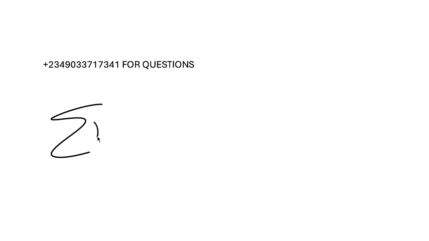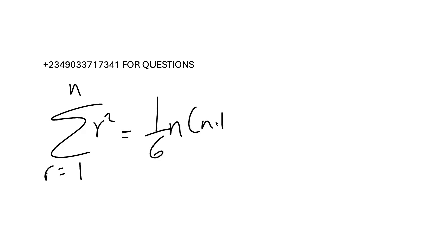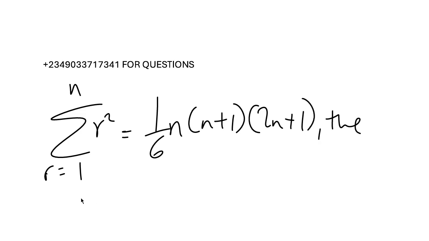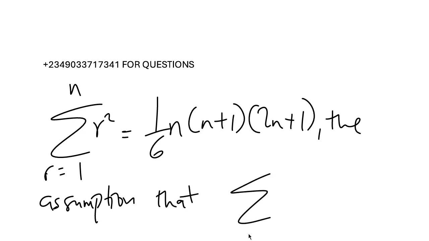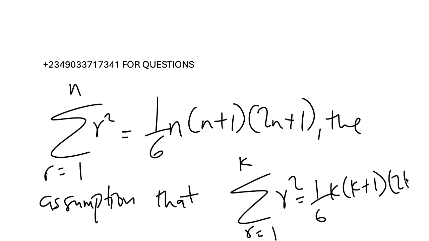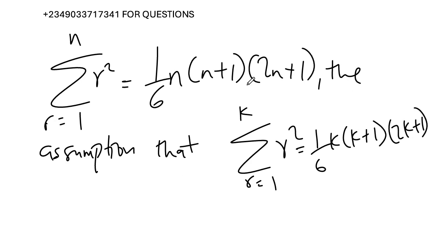If we have the summation of r squared from r equal to 1 to n as 1 over 6 n into n plus 1 into 2n plus 1, right? The assumption that the summation of r squared from r equal to 1 to k is equal to 1 over 6k into k plus 1 into 2k plus 1 leads to, now pause the video, attempt it.